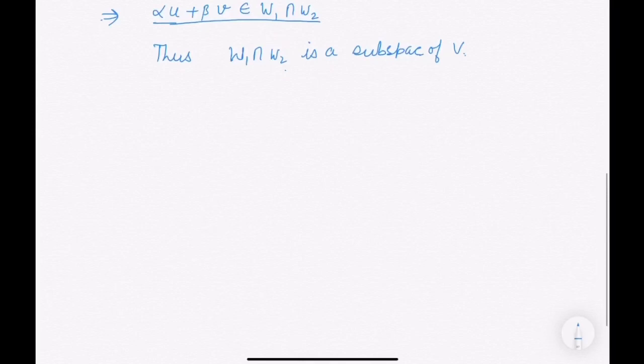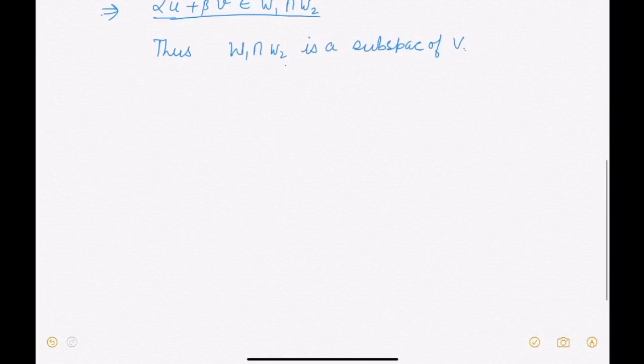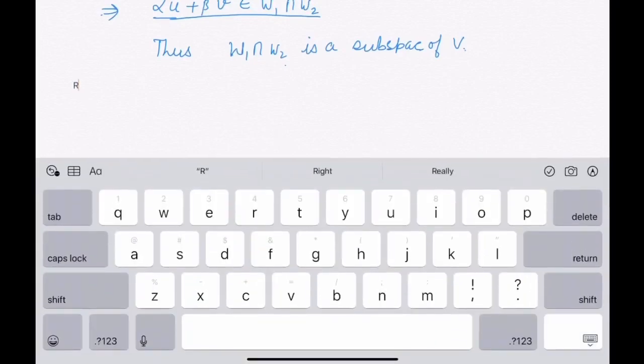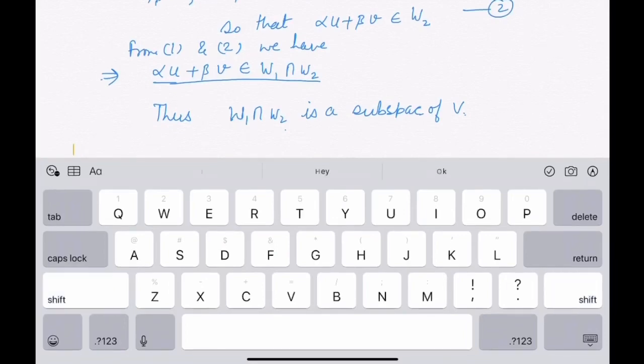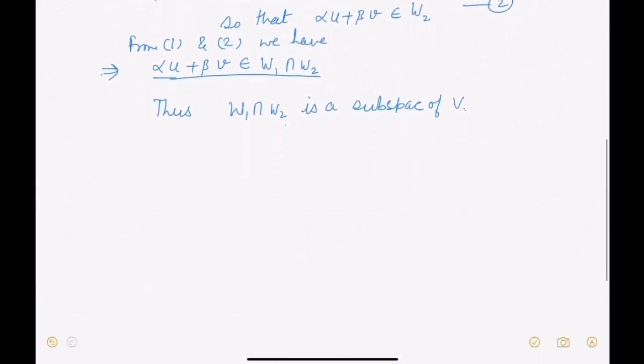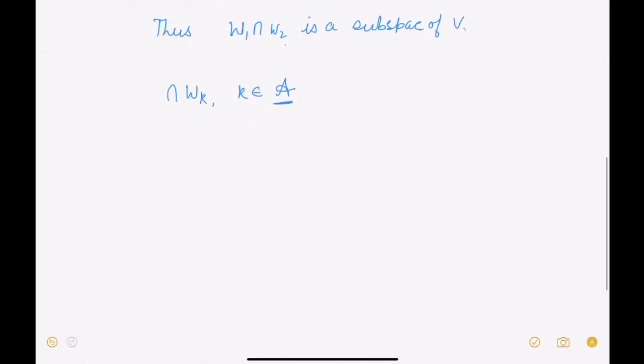So this is the first theorem. Next theorem is, before starting the next theorem, first we understand what is the meaning of saying intersection of Wk, where k belongs to a set of index numbers, or we say A is an index set and k is any index that belongs to A.